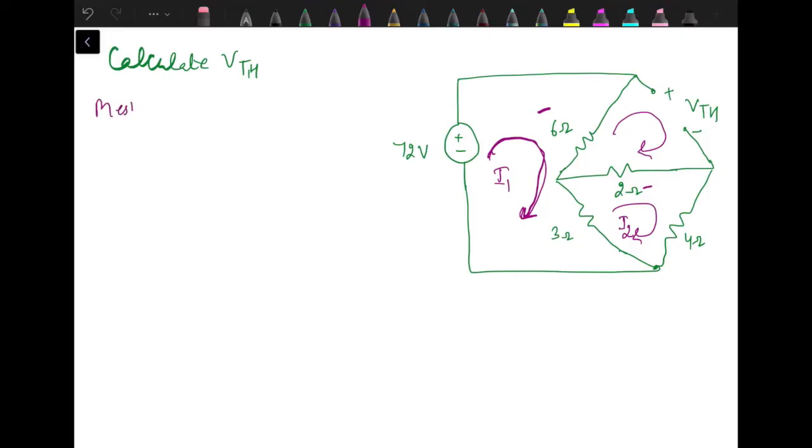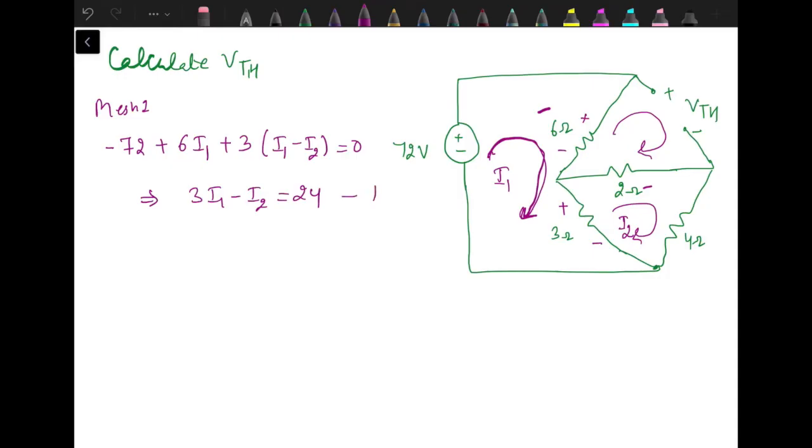Mesh 1, starting from 72 volt source: minus 72 plus 6 I1. This will be the voltage drop polarity for 6, and then for 3, 3 into the resultant current in direction of I1, that is I1 minus I2, and this should be equal to 0. So this will give us the equation 3I1 minus I2 equal to 24. This will be the simplified equation for mesh 1.